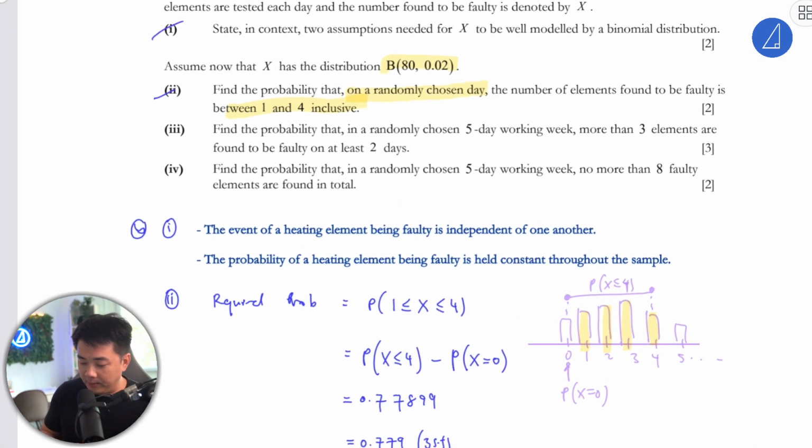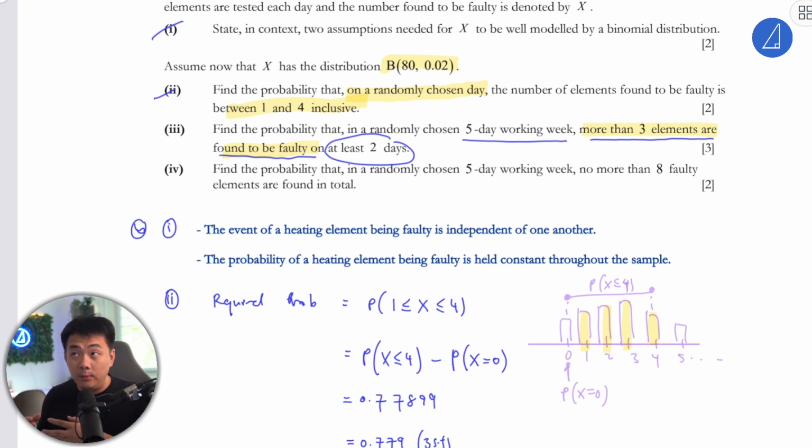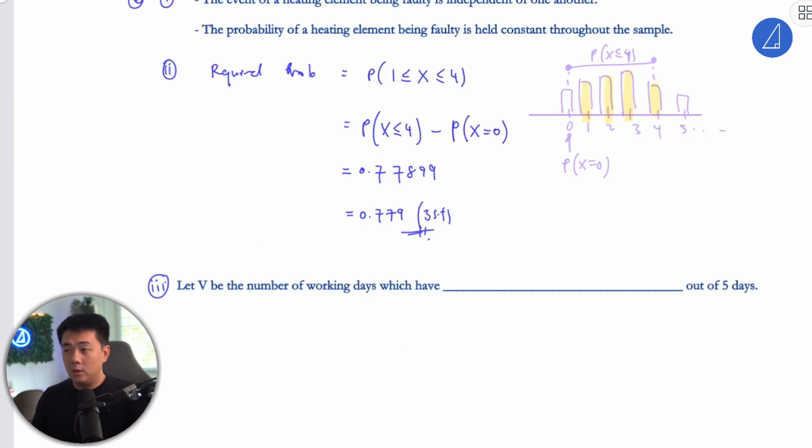So let's look at the next part. It says to find the probability that in a randomly chosen 5-day working week, more than 3 elements are found to be faulty on at least 2 of the days. So essentially, this is the case that you want to satisfy. Every day, you're asking whether you have more than 3 elements being faulty or not, out of 5 days. So let me just write this down for you.